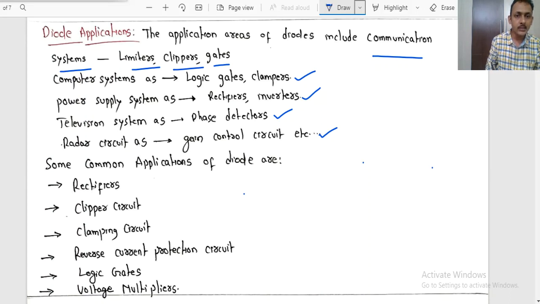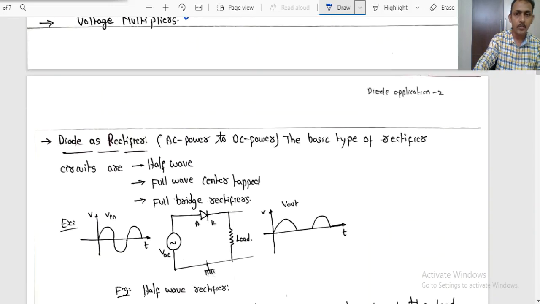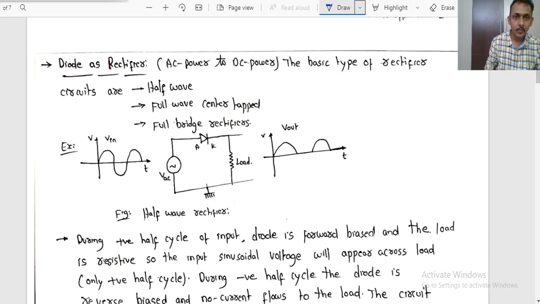Out of all these, some common applications are rectifiers, clipper circuits, clamping circuits, reverse current protection circuits, logic gates and voltage multipliers. These are the common applications we are going to discuss, right? Now out of that, the first one, diode as a rectifier, right?